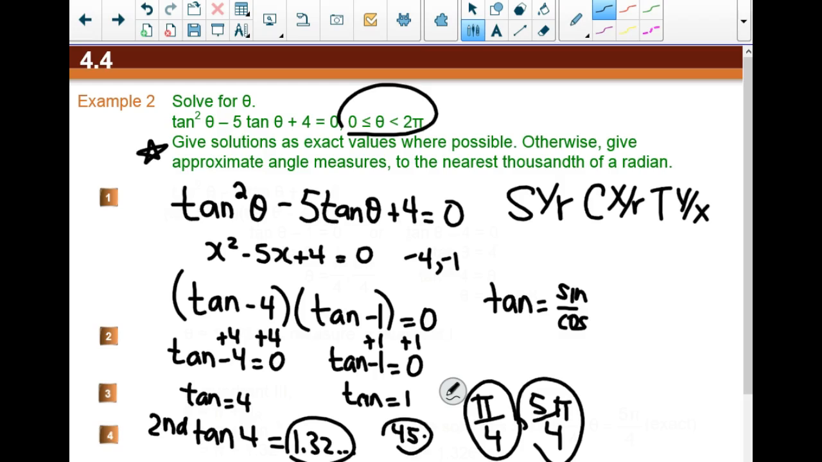1.32, and we still have one more because it should be 4.46.